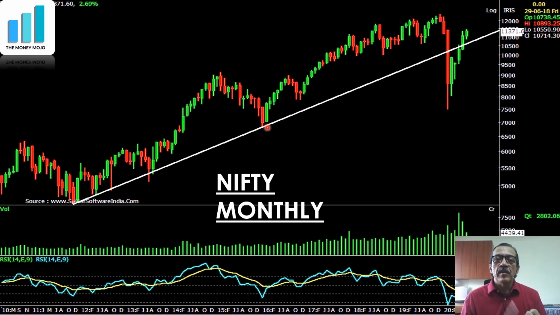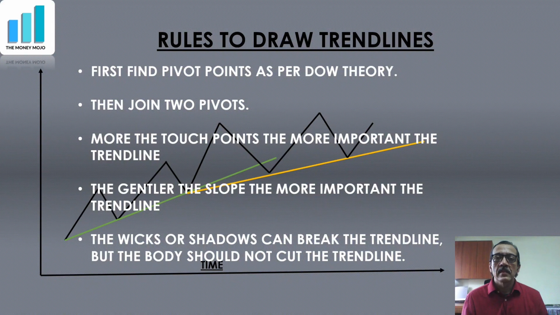So first, draw a trend line always connecting 2 pivot points or 3 points. It should happen that there is no cutting of the body of a candle. And finally, draw that trend line which has more touch points. Don't try and draw a perfect trend line trying to connect only the lows. Try and draw a trend line which can connect as many points as possible without cutting into the body of a candle. These are basic rules to draw a trend line.